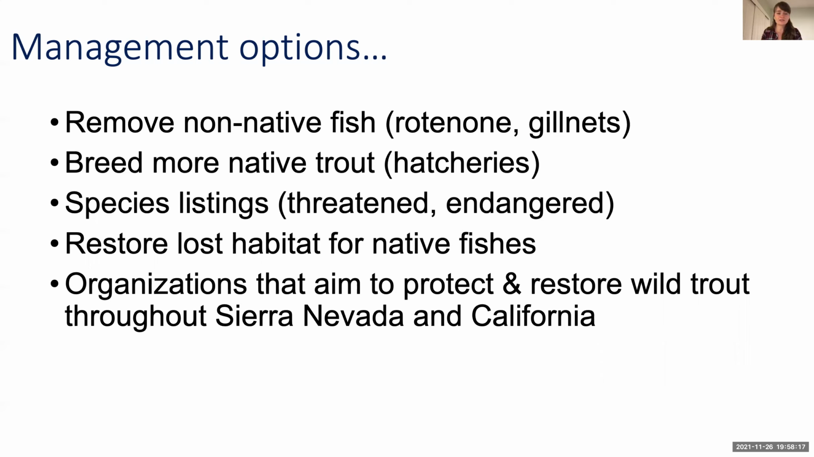People have also tried breeding more native trout at hatcheries, for example, and then reintroducing them into lakes. They've tried species listings, so by listing it as threatened or endangered, they're hoping to provide some conservation status to the species. They're also trying to restore lost habitat for native fishes. Humans and introduced species have changed the habitat structure that was there previously, so by trying to remove the non-natives and fix what was there so that it is more like the habitat the native fish experience, you might be more likely to have it persist when you reintroduce it into the system. And then there are all kinds of organizations that are aiming to protect and restore wild trout throughout the Sierra Nevada and California as well.